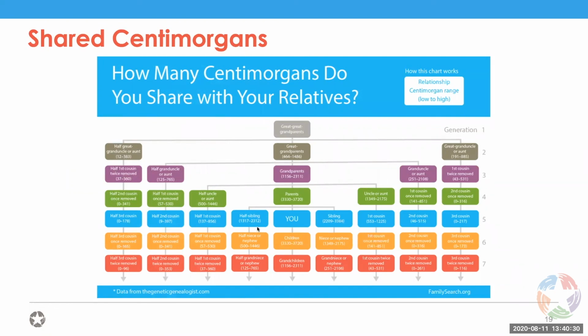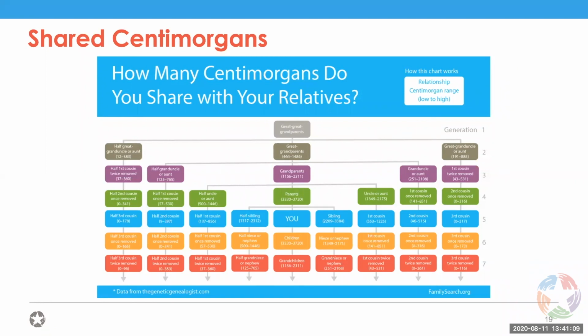If you'll notice here, for half sibling, on the higher end of shared centimorgans you have 2312, but on the low end for siblings, you can see that it's 2209. So what you're looking at here is you can share more genetic similarities with a half sibling than you can with a sibling. So whenever you receive your matches, there's going to be some wiggle room in where they might lie in this.